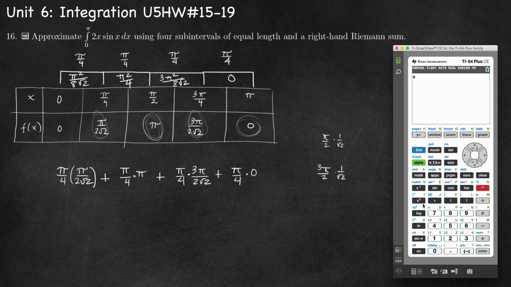Okay, so I need pi squared divided by 8 root 2, plus pi squared over 4, plus 3 pi squared over 8 root 2, and just plus 0. So 5.957.